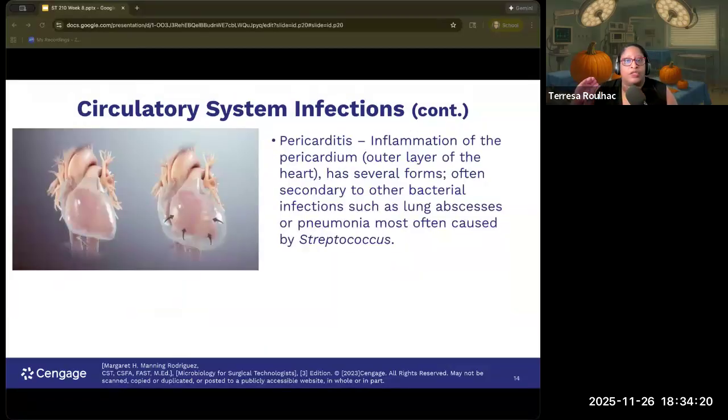Now, we get into pericarditis. Now we're talking about the inflammation of the outer heart layer. Okay. It can be mild, long lasting, or life threatening, again, if it's not treated early. Bacterial pericarditis is usually caused from bacteria like pneumonia, lung abscesses, often streptococcus. There's also acute viral pericarditis that's caused by viruses, but it is less common.